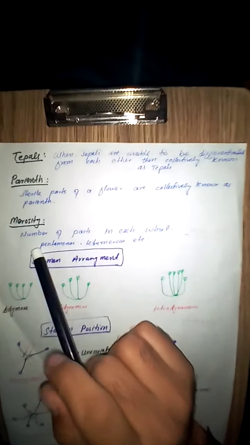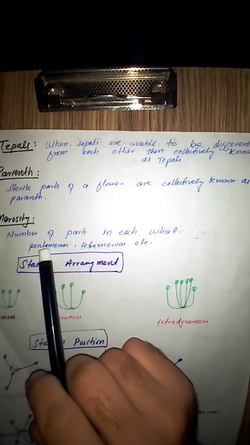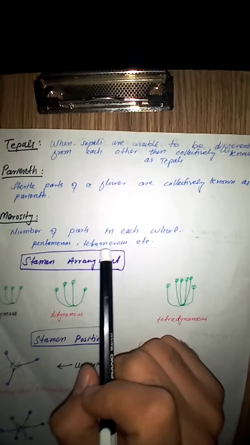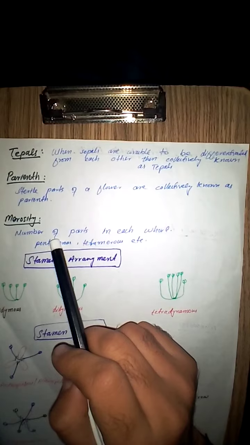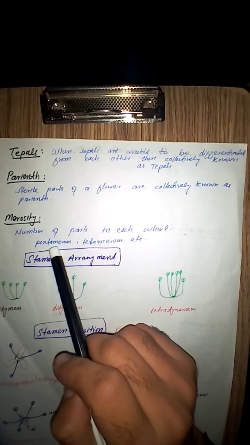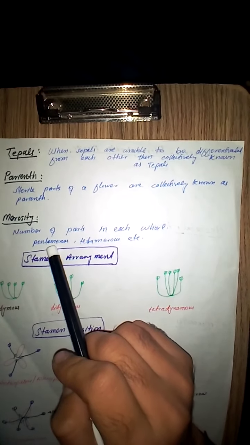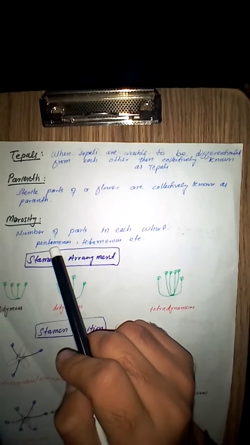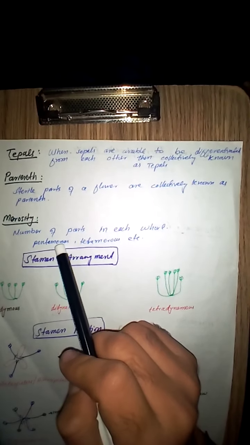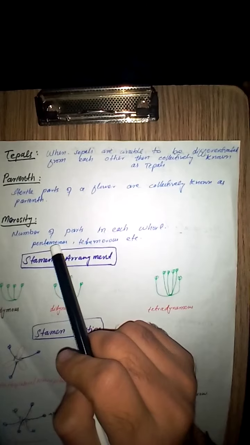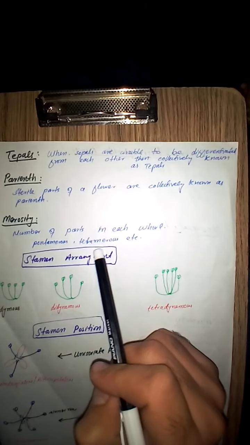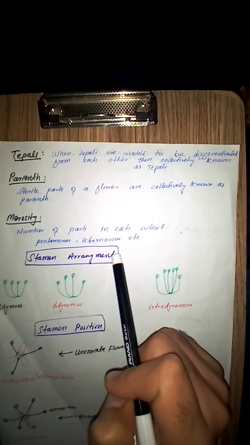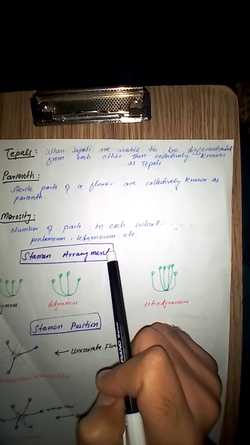Merosity. Now, what is merosity? Merosity is the number of parts in each whorl. For example, if there are 5 sepals in the calyx, this condition will be known as pentamerous. Penta means 5, meris means parts. Tetramerous, when there are 4 parts in a whorl, either calyx, corolla, stamen or Androecium, or Gynoecium.